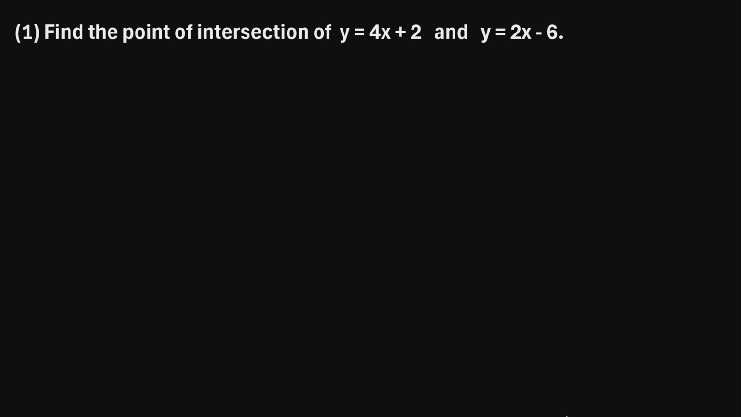In this video, I will explain how to find the point of intersection between two lines. So I have two examples for us to work through here. Let's check out this first example. It says, find the point of intersection of the line y equals 4x plus 2 and the line y equals 2x minus 6.